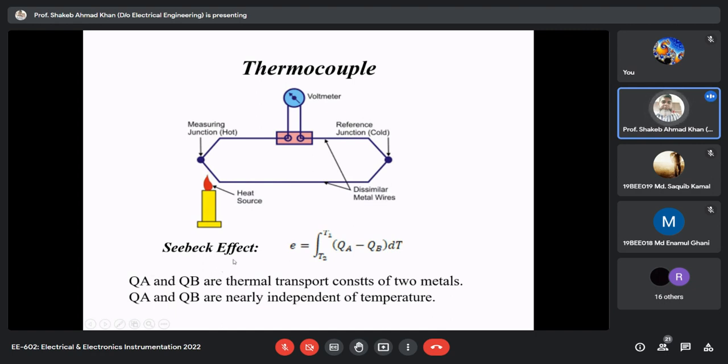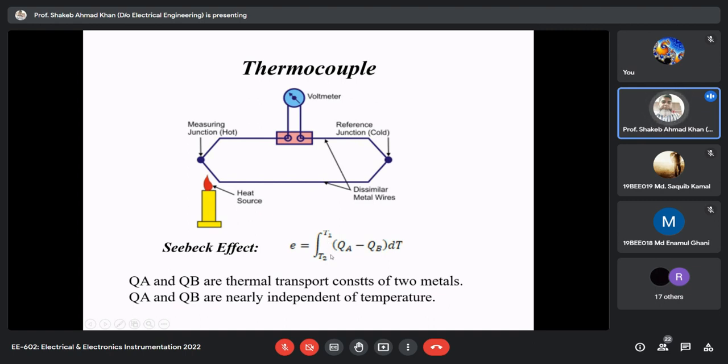You must have studied the Seebeck effect in your physics class earlier. The Seebeck effect summarizes whatever I told you about the working, and this is summarized in this equation. E is equal to the integration, over temperature from T1 to T2, of (QA minus QB), where QA and QB are the thermal transport constants of the two metals, metal A and metal B. And T1 and T2 are the temperatures of your junctions.